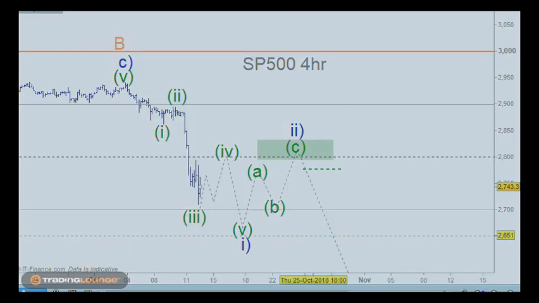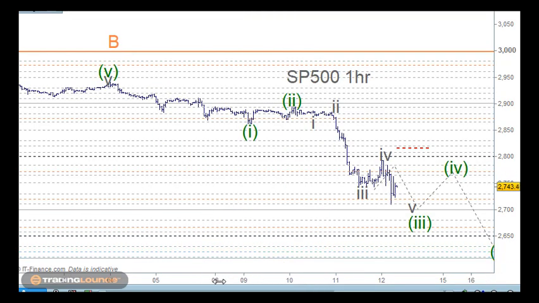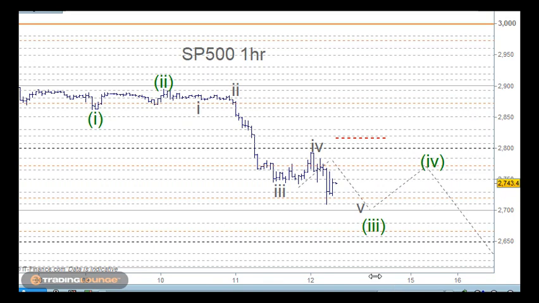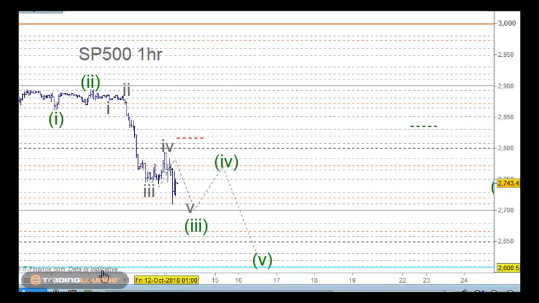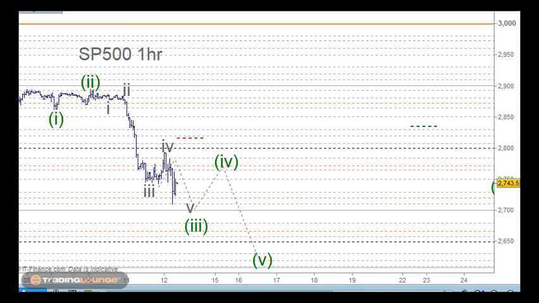Let's just go into the hourly chart and look for a little bit more refinement in all of this. So wave 1 and 2 here, then 1 and 2, nice strong 3rd wave, 4th wave here, and 5th wave coming into play here. There might be one more low in here, and then this wave 4 can pull back up to the wave 4 of one lesser degree.